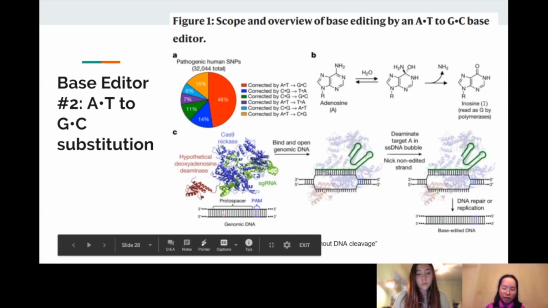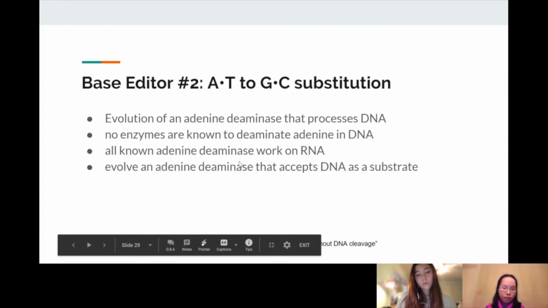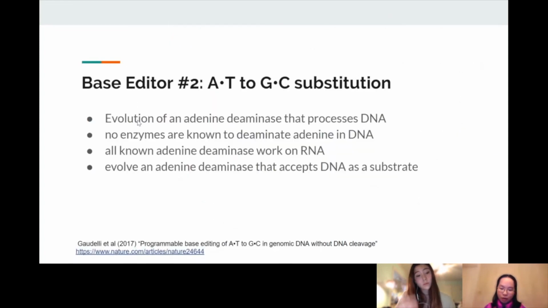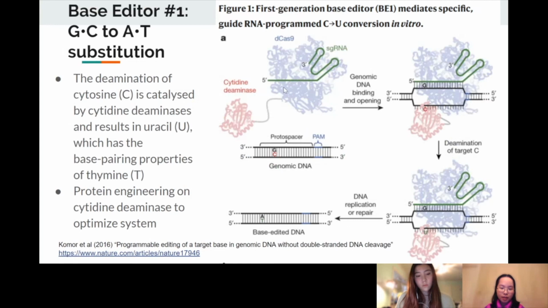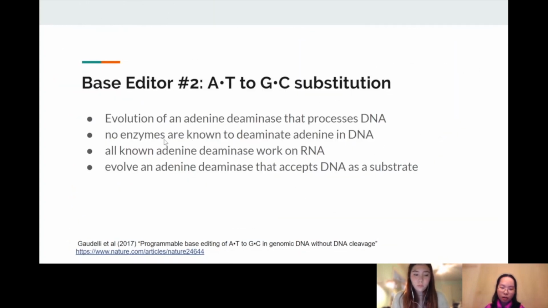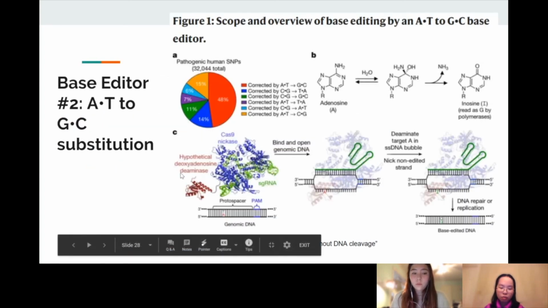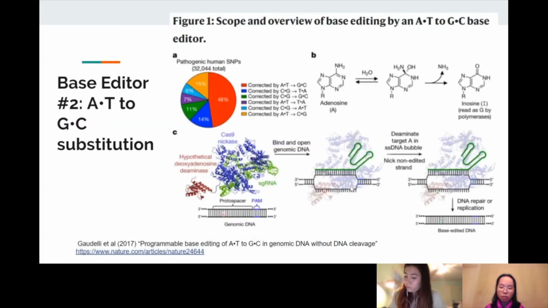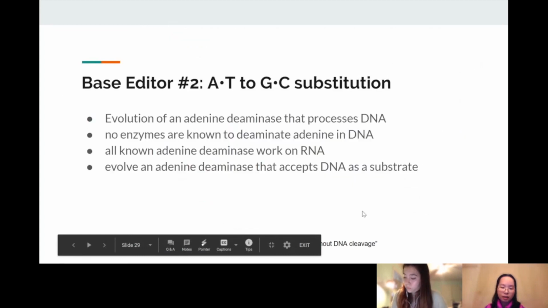So then you've turned this AT pair into a GC pair. Now, how do you create this hypothetical enzyme? So what you really want is an adenosine deaminase that processes DNA. But there are no enzymes that are known to deaminate an adenine in DNA. So notice how this differs from the cytosine deaminase here. Most cytosine deaminases actually edit RNA, but there is a cytosine deaminase that already edits DNA. So they were able to directly fuse it and then do optimization on it. But the situation is different here because there are no enzymes that actually do what you want that hypothetical enzyme to do, which is edit the DNA, converting AT to GC.